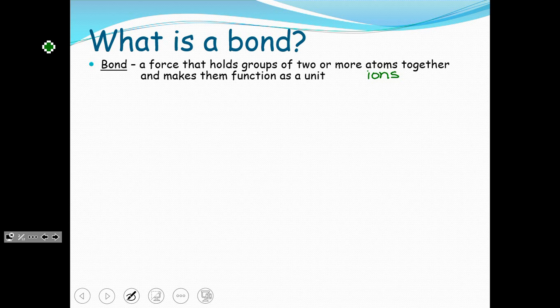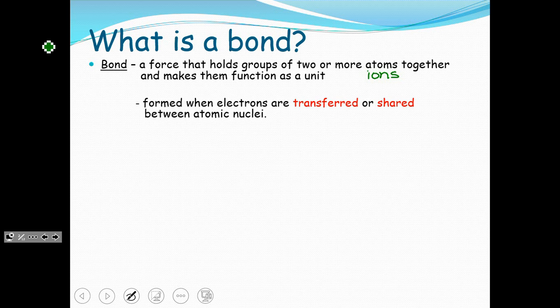We could also say 2 or more ions in there as well, because when we're doing ionic bonding, what does it sound like we're bringing together? We're bringing the ions together. When we're doing atoms, we're going to be talking about covalent bonding. The formation of the bond occurs in 2 different ways. You can either transfer electrons or you can share electrons between the atomic nuclei. With ionic bonding, there's a transfer of electrons going from one type of element over to another type of element. In covalent bonding, there's going to be the sharing occurring.